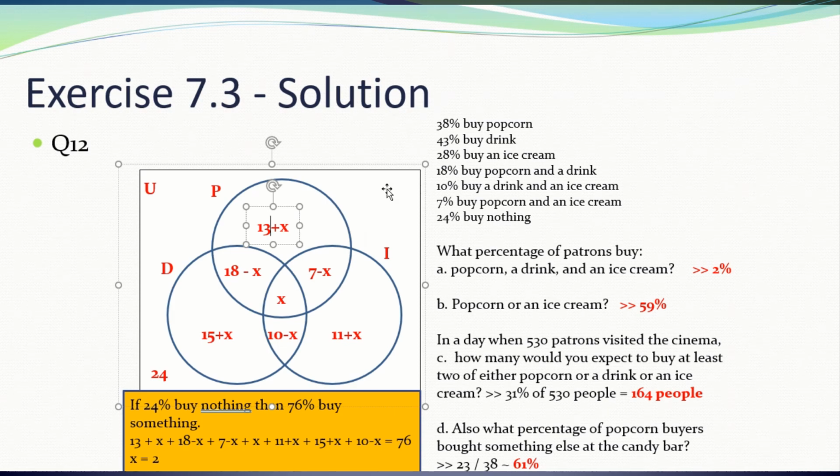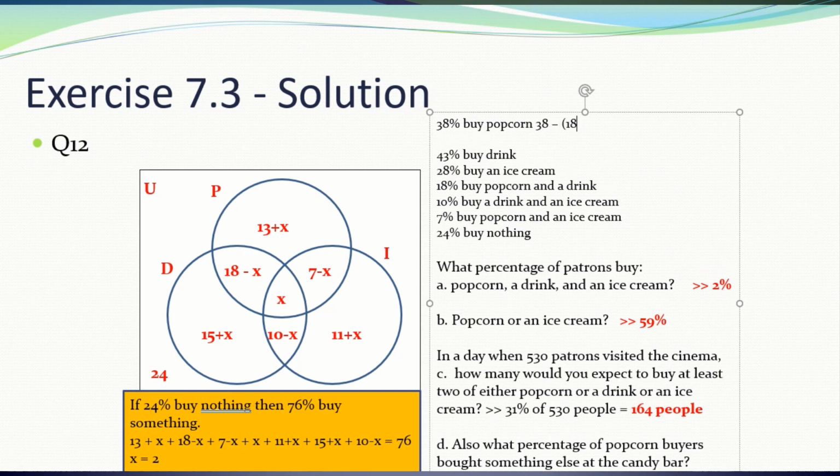Okay, so now you know popcorn, this whole thing is 38%, right? This whole thing is 38%, correct? So I always tell students this, one of the ways to do it is like this. Basically you have 38% minus bracket, always use bracket, 18 minus x, correct or not? Minus x minus, always use bracket, if not you're going to go wrong, 7 minus x.